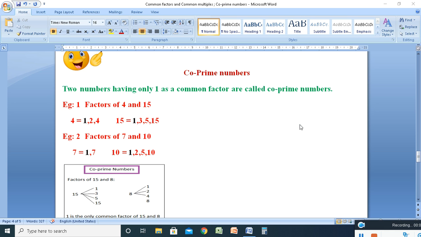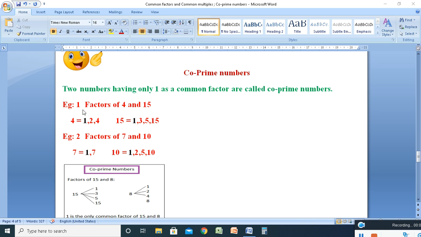Now we'll move on to the next topic, co-prime numbers. So what are co-prime numbers? Two numbers having only one as a common factor are called co-prime numbers. If they give a pair of numbers, find the factors for the pair of numbers, and in those factors both the numbers have only one as a common factor. If you see the example, it is easy to understand.